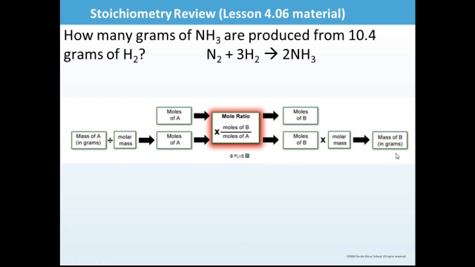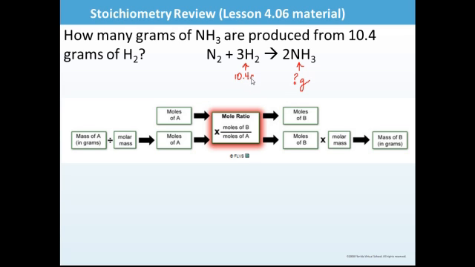Here's a quick review problem from 4.06. I would like you to take out your periodic table, your calculator, a scratch piece of paper, and a pencil or pen, and please go ahead and pause this recording now and get as far as you can. How many grams of NH3 are produced from 10.4 grams of hydrogen?